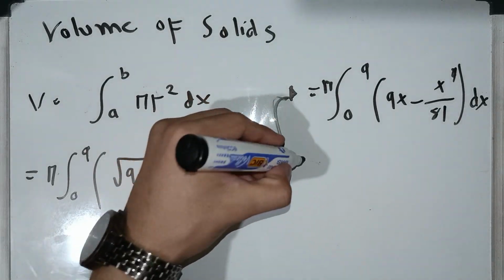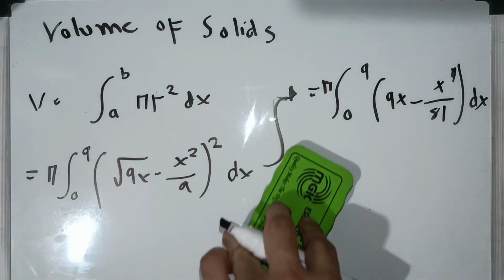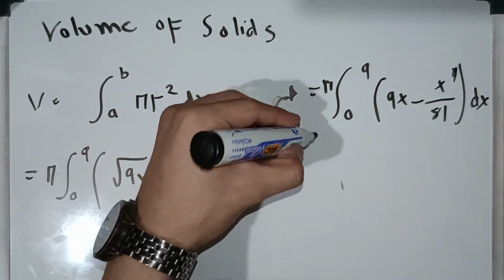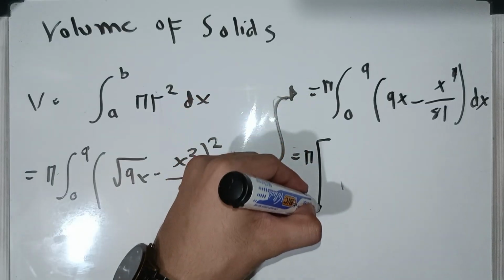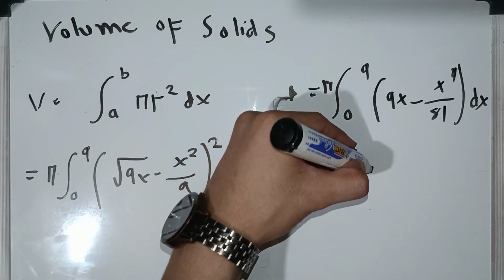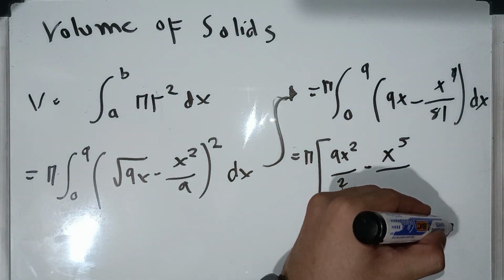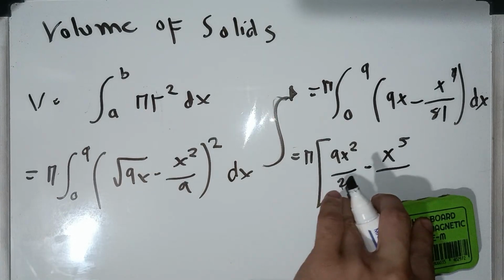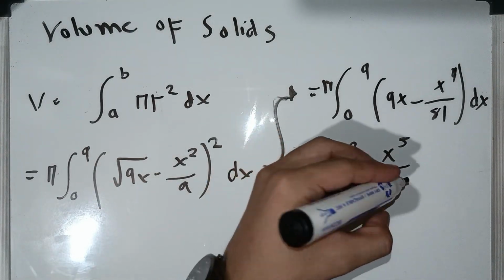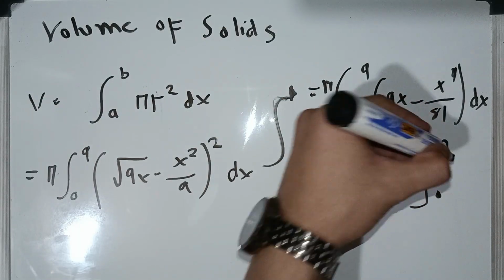So this will become equal to pi. We have 9x squared all over 2, and we have x raised to 5 all over 81 times 5, which is equal to 405, from limit 0 to 9.